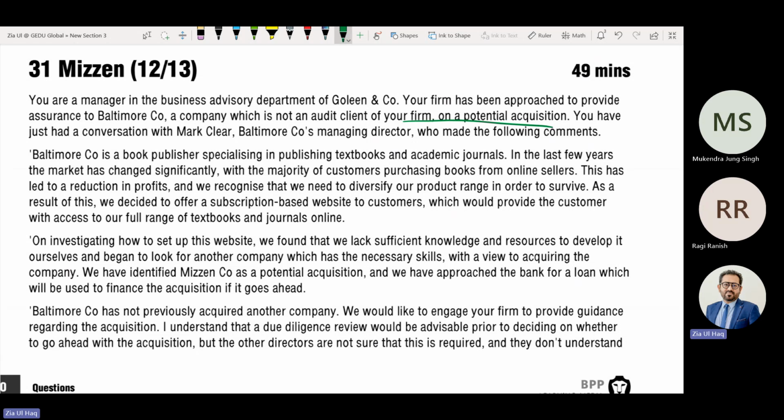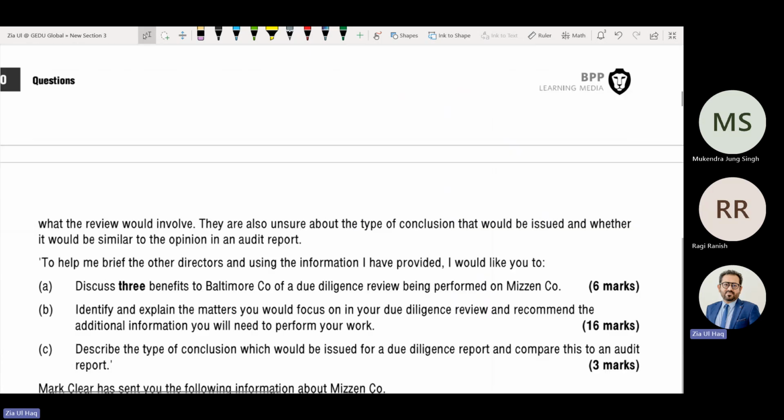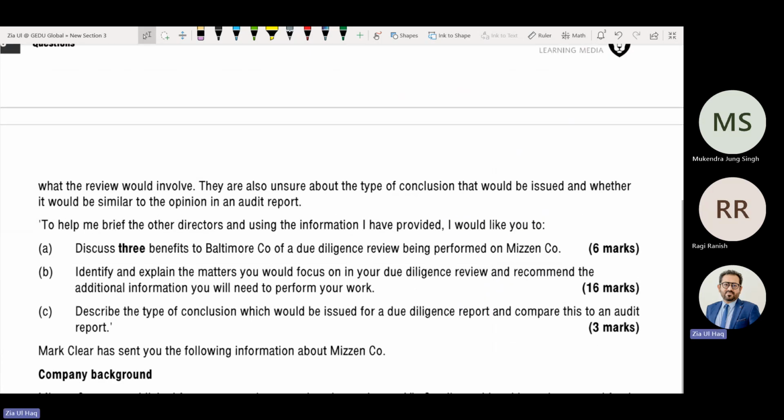Baltimore Company has not previously acquired any other company. We would like to engage your firm to provide guidance regarding the acquisition. I understand that a due diligence review would be advisable prior to deciding whether to go ahead with the acquisition. But the other directors are not sure that this is required. So can you explain to them what due diligence is and why it is required? And they don't understand what the review would involve.